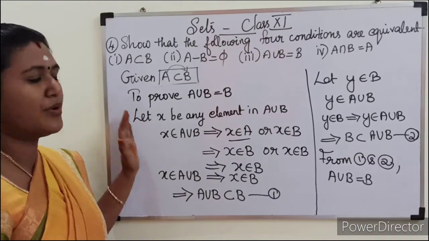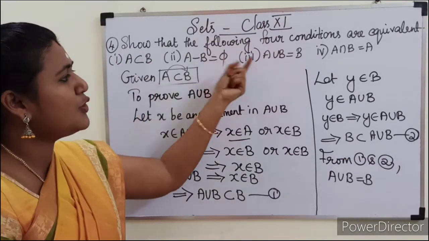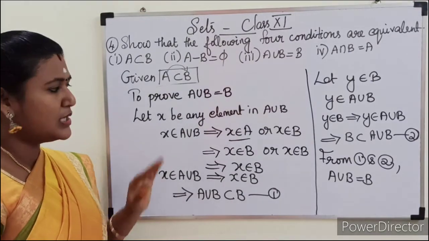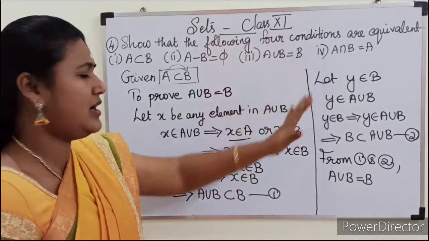So this is how you have to prove it. We take the first condition, then you prove the third part. So this is how we have to prove. Now we will see the fourth one.